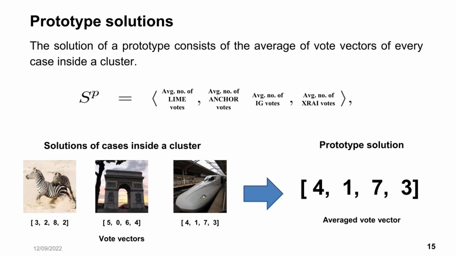The solution part of a prototype, on the other hand, is the average of the vote vectors of every case inside a cluster. If we average the vote vectors of these 3 images on screen, for example, we get a prototype solution.